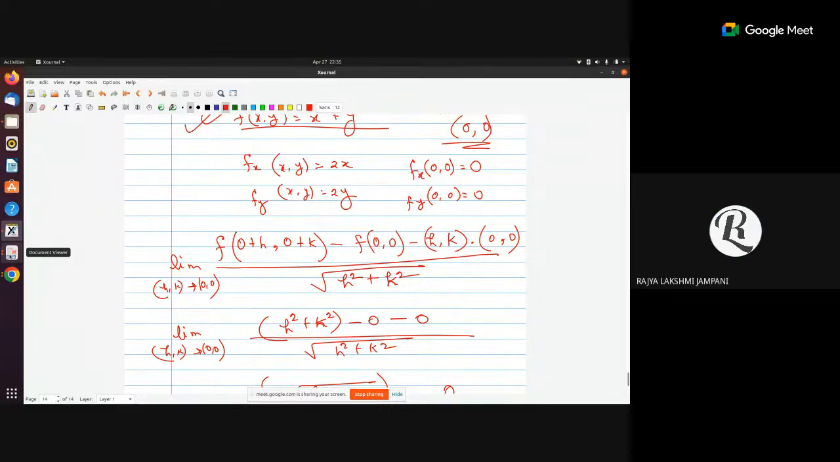If this approach fails, if it is not differentiable, we cannot say that it is not continuous. There are chances that it may be continuous but not differentiable. Like mod x in one variable. Mod x is continuous at the origin, but it is not differentiable. Checking differentiability will not give any idea of continuity. It's a one-way street: if it is differentiable, it is continuous, but the other way around does not hold.